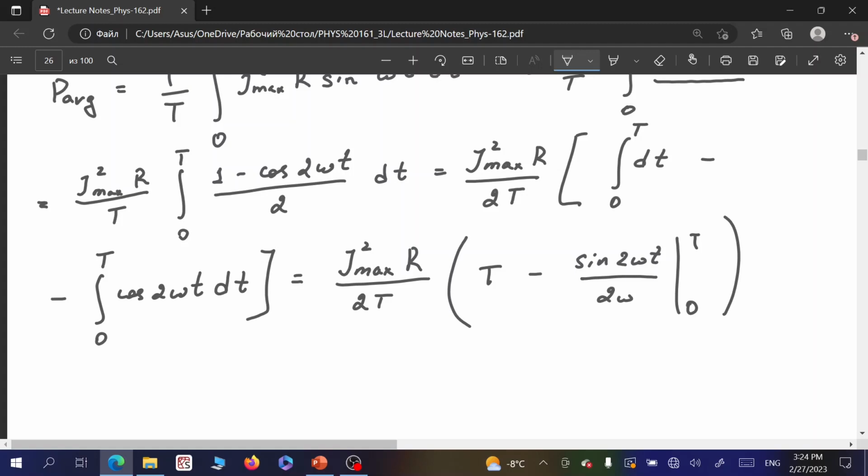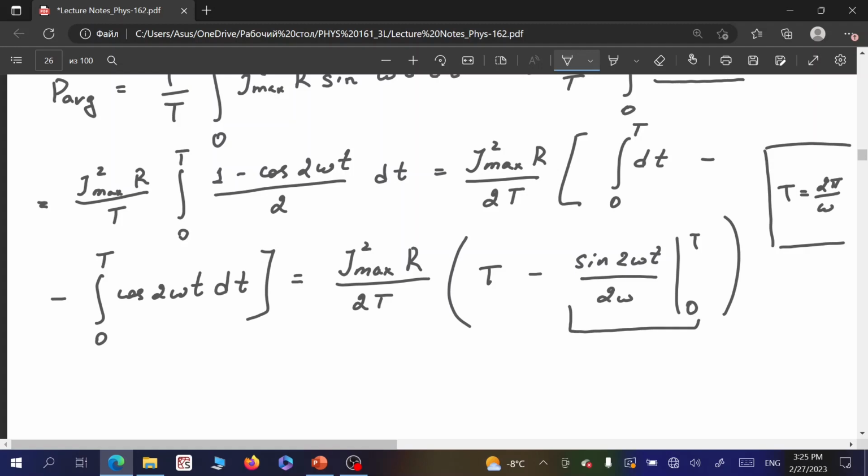So now let us see what this term will be equal to. Any suggestions? So what is T period? How can we express T period in terms of omega? Okay, so T is equal to 2 pi divided by omega. So that is the expression.